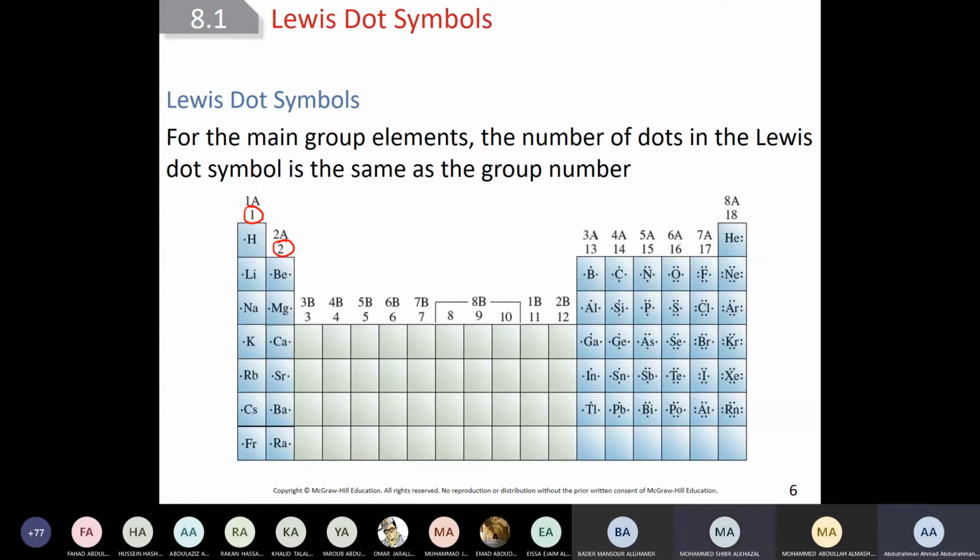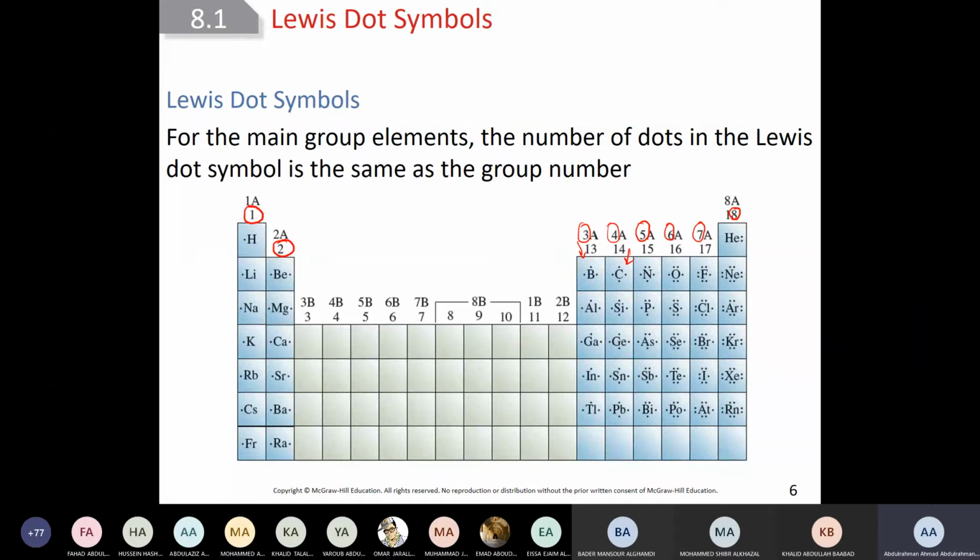The valence is the number of electrons, the last s electrons: 1, 2, and here in this group 3, and then in this group 4, 5, and 6, 7, 8. This is not to be memorized, you have to know it, very simple. Have your periodic table with you and put these numbers.